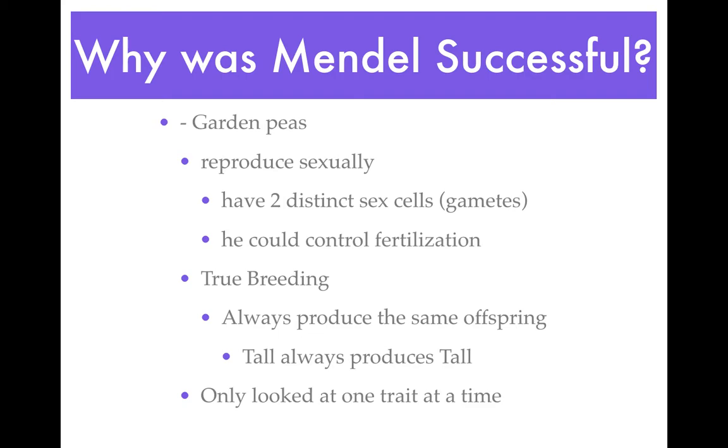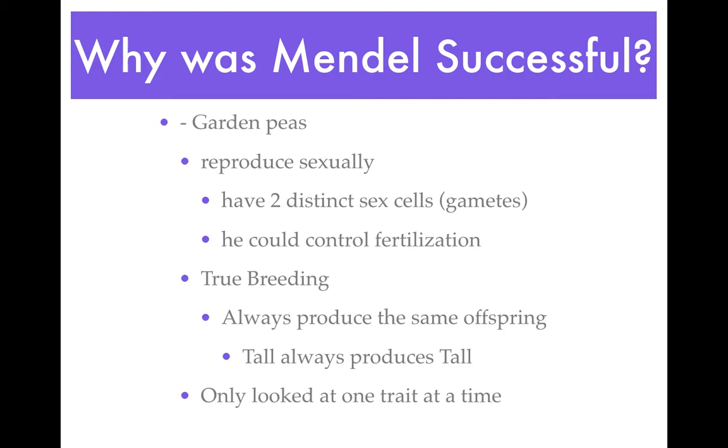He also had the ability, by using pea plants, to have a number of true breeding plants. True breeding plants always produce the same phenotype in the offspring. So if you started with true breeding tall plants, you would always get true breeding tall plants. And we know now that that true breeding means they were homozygous.